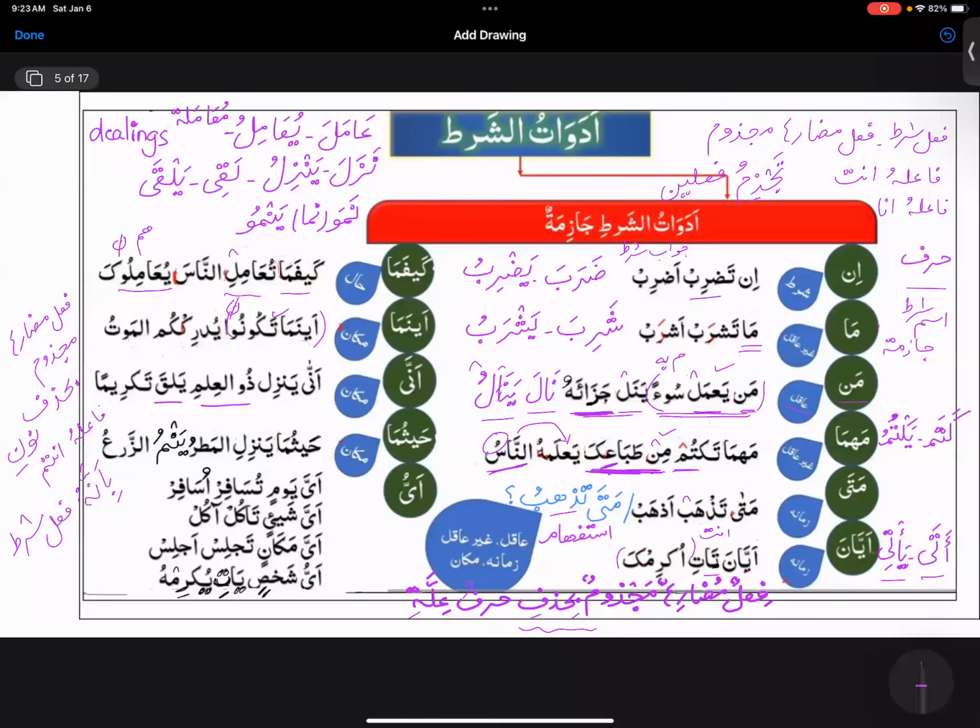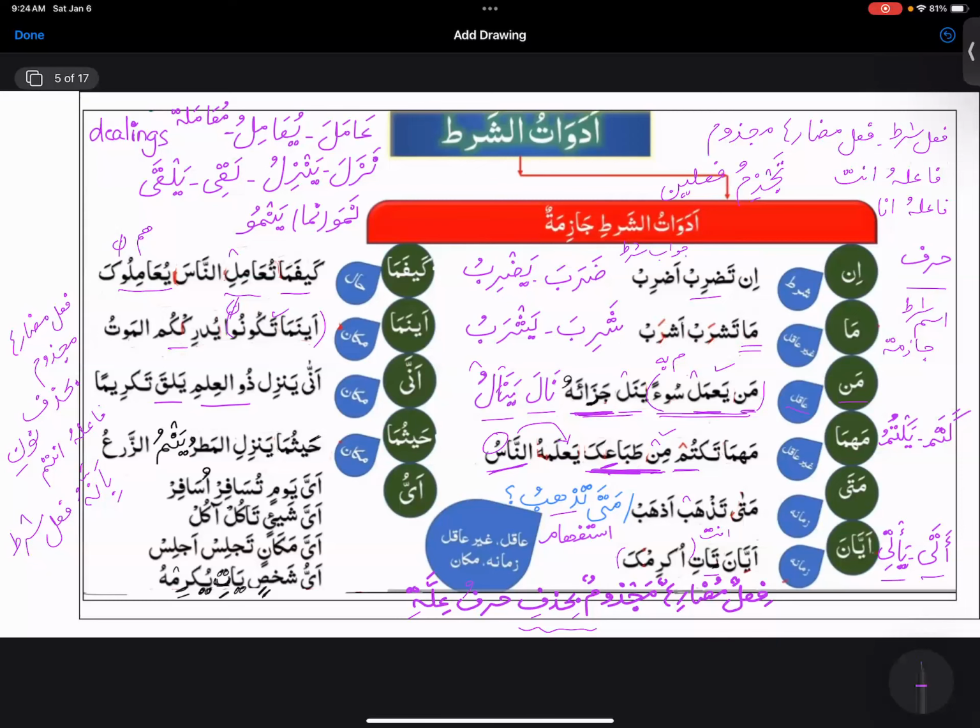Why? Because it is making two afal majzoom. Or you can say tajzimu fe'laini, or I use the other term as well, majzoom fe'laini. You can say majzoom fe'laini or tajzimu fe'laini. It is making two afals majzoom. So these two terms we can use for them. Basically, all these asmas are doing this job, making shart and jawabu shart both majzoom. So they are tajzimu fe'laini, or majzoom fe'laini.